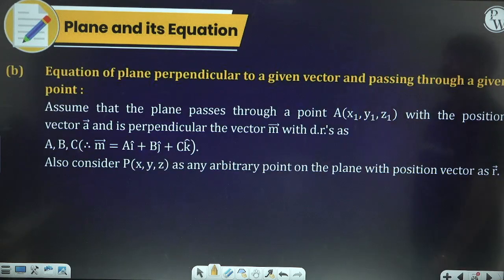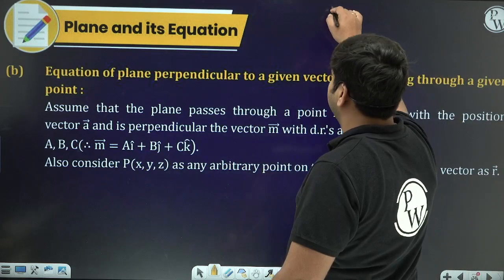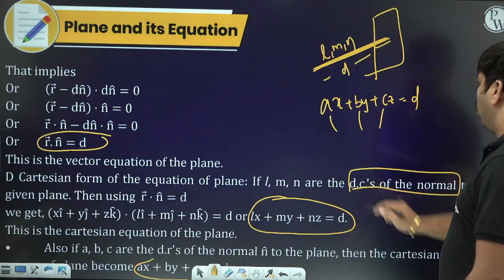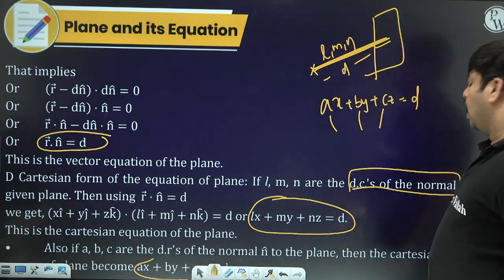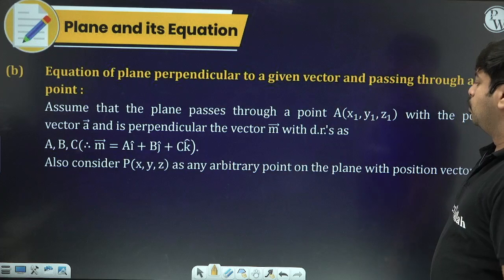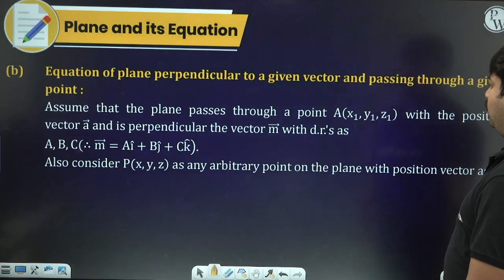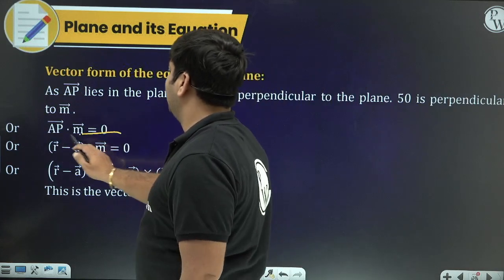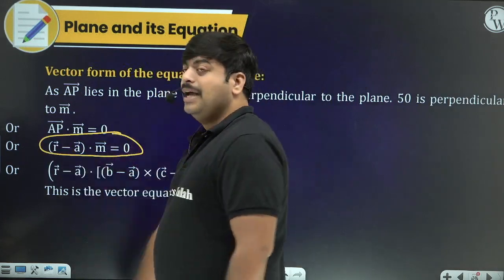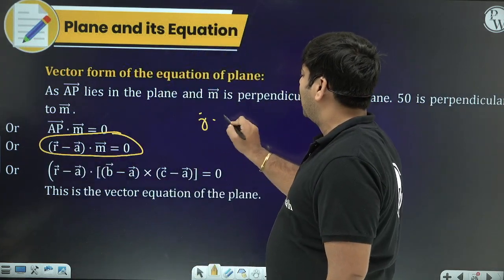Right. So equation of plane perpendicular to a given vector and passing through a given point, okay? So one more vector is there. Before, it was directly from origin, origin we said there is normal. Now some other perpendicular line is there. So for that you will be getting the equation as r bar minus a bar dot m bar. Previously it is r bar dot n cap is equal to 0.